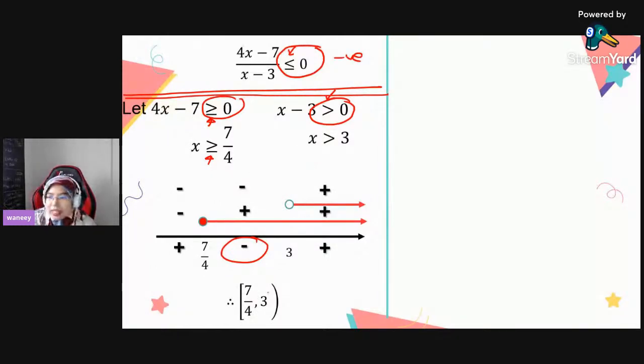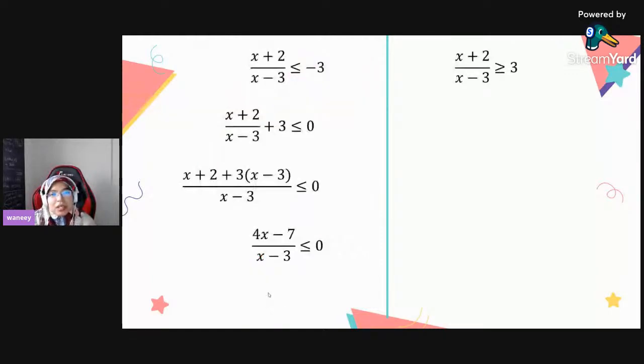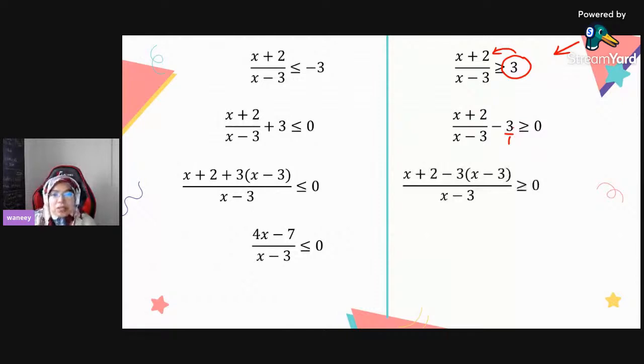Okay, so that is the left hand side. So now let us focus on the right hand side. So on the right hand side, you have x plus 2 over x minus 3 greater than or equal to 3. So now this one, bring it to the left hand side. So we got x plus 2 over x minus 3 minus 3 greater than or equal to 0. And then this one, change them into a common denominator. So x plus 2 minus 3 times x minus 3 over x minus 3 greater than or equal to 0.